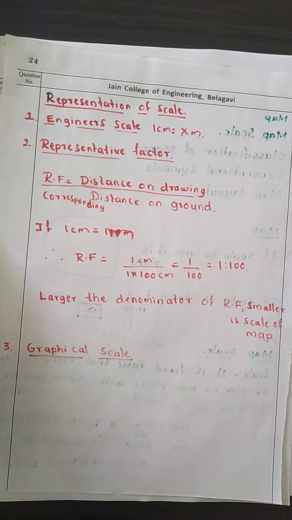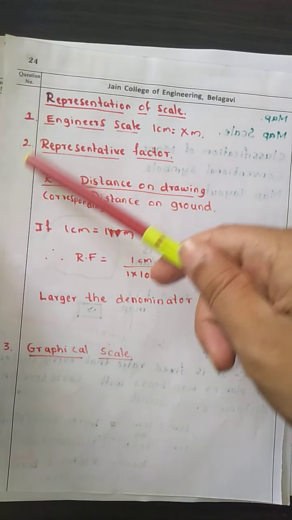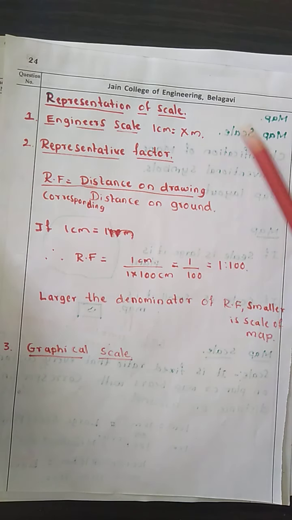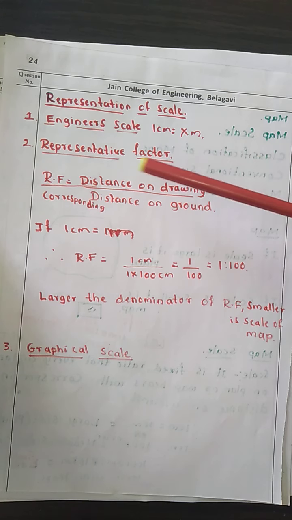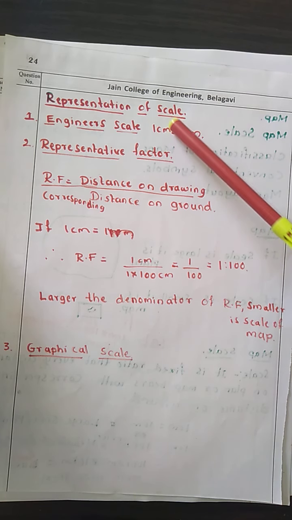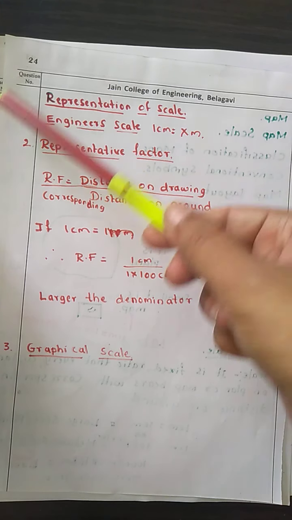We represent a scale in three different ways: the engineer's scale, the representative factor, and the graphical scale. For the engineer's scale, 1 centimeter on a sheet of paper is equal to x meters on the ground. It might be 10 meters, 100 meters, or even in terms of kilometers. Then we call it an engineer's scale.